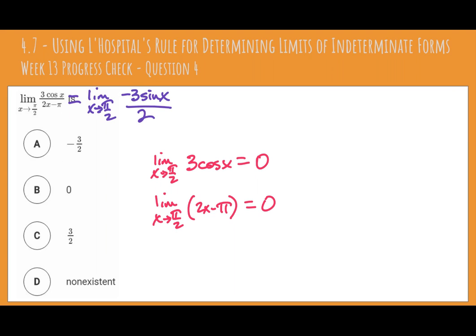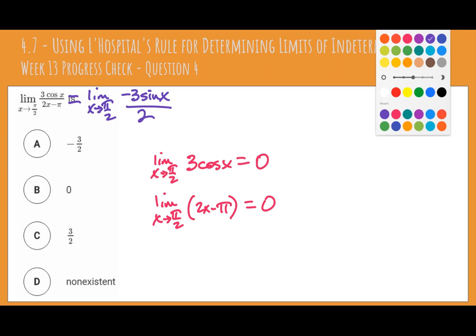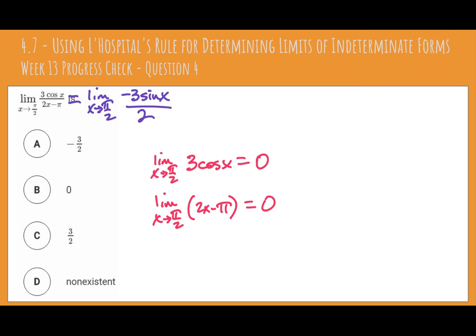So once we've applied L'Hopital's rule, we want to try direct substitution again. And this time, if we use direct substitution, sine of pi over 2 is 1. So we get negative 3 times 1 over 2, and that's just negative 3 halves. So once we've applied L'Hopital's rule, we try direct substitution. If we don't get an indeterminate form again, then we get our answer.